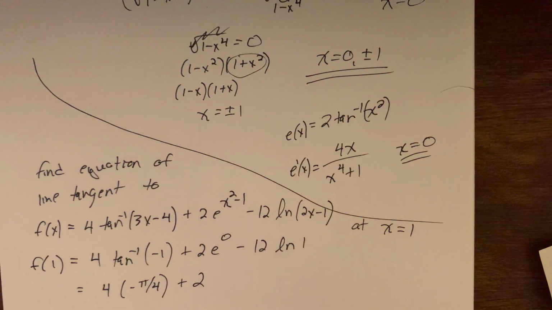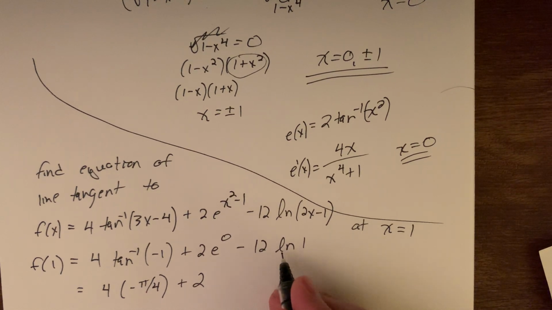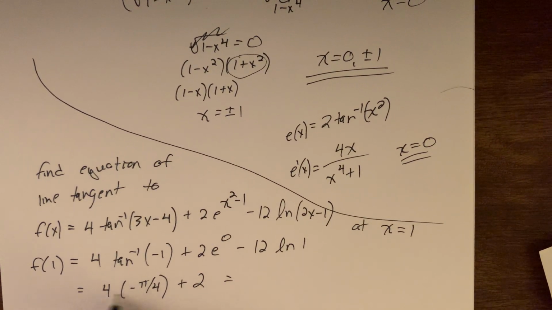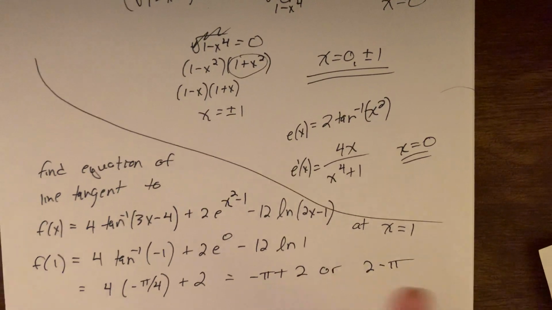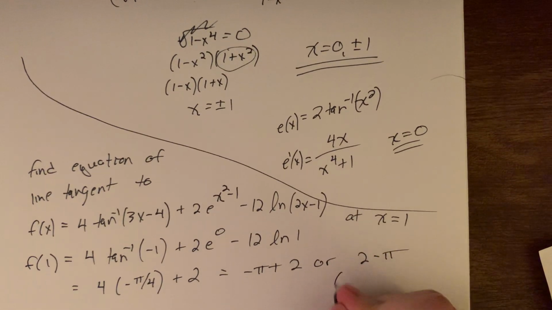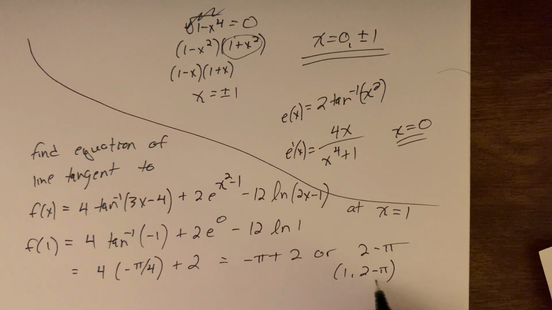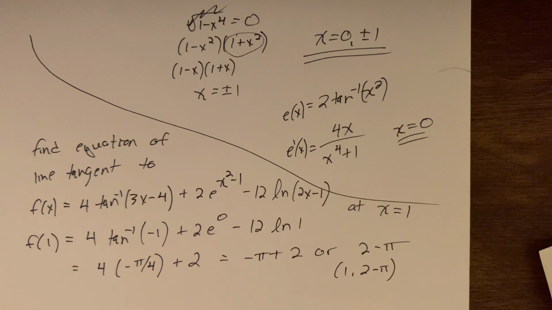2e to the 0 is plus 2. 2 times 1, so plus 2. Minus 12 log of 1. Natural log of 1. E to what power gets you to 1? This goes to 0. So this becomes, the 4's cancel, minus pi plus 2, or some people would rather write it 2 minus pi, but that is your xy pair. Feels a little weird to see something like that, but that's legit. And we don't want our calculator, we don't want 2 minus 3.14 is negative 1.14. That's rounded off, leave the pi.